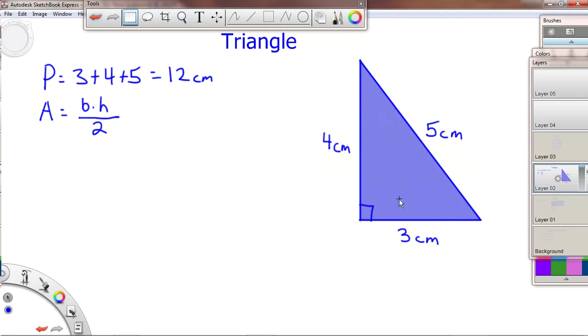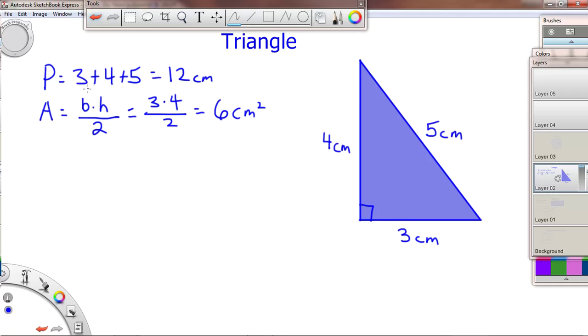Why don't we want to do that? Because we have a nice right angle here. So we have a base given to us and we have a height given to us. So what we're going to do is plug these numbers in. That's my formula. Area equals base times height divided by 2. So that's going to be 3 times 4 divided by 2. 3 times 4 is 12, divided by 2 is 6. Now we're talking about area, so these units must be square centimeters.